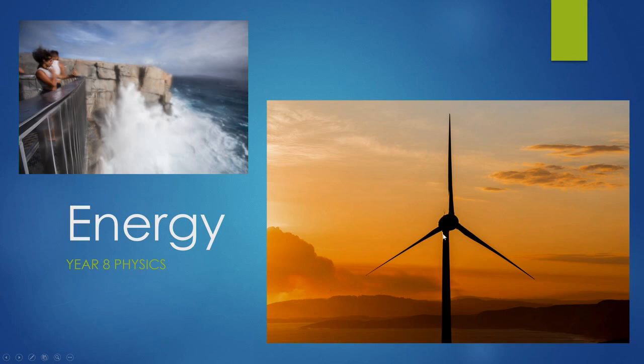This is a wind turbine at the Albany wind farm. This turbine will turn, so it will gain kinetic energy that it's gained from the wind. And the wind has kinetic energy as well. So it transfers that energy to the turbine, which then produces electrical energy.